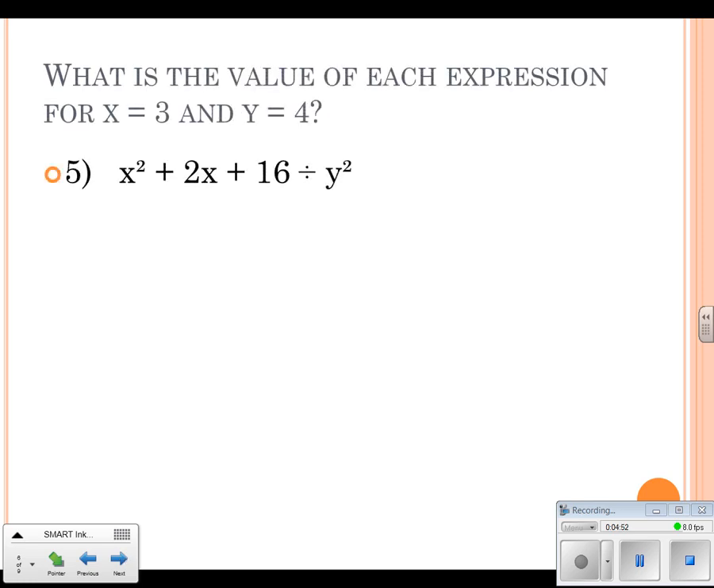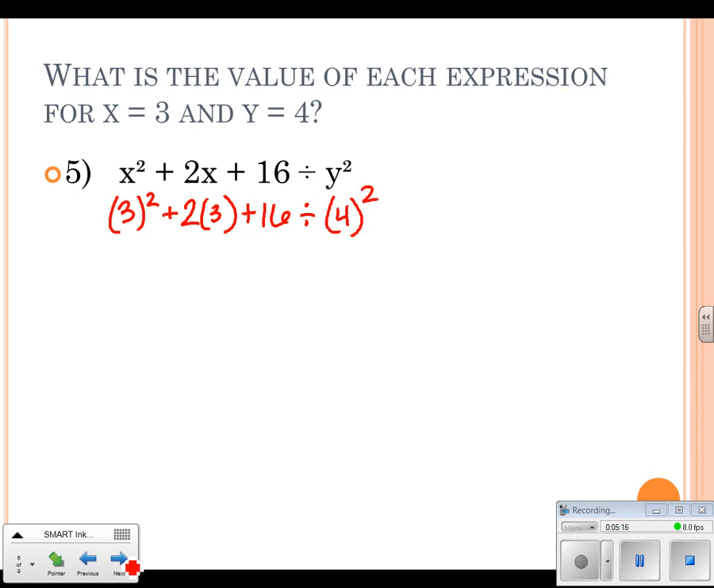What is the value of each expression for x equals 3 and y equals 4? We still have expressions, but they're algebraic expressions. We know, we see variables. We're going to replace the variables with the values. X, we're going to say is 3, so we have 3 squared plus 2 times x, which is 3, plus 16 divided by y, which is 4 squared.